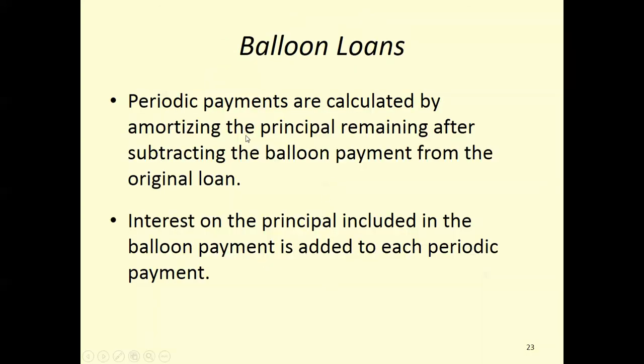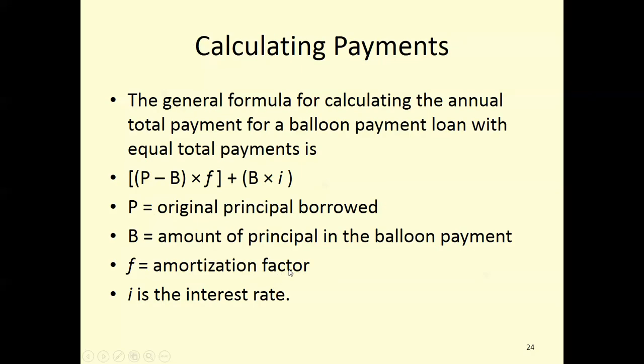A balloon payment loan has periodic payments that are calculated by amortizing the principal remaining after subtracting the balloon payment from the original loan. Interest on the principal included in the balloon payment is added to each periodic payment. So this is kind of confusing. The general formula for calculating the annual total payment for a balloon payment loan with equal total payments is principal, that's the original principal borrowed, minus the amount of principal in the balloon payment, times the amortization factor. Then we add back the balloon payment times the interest rate.